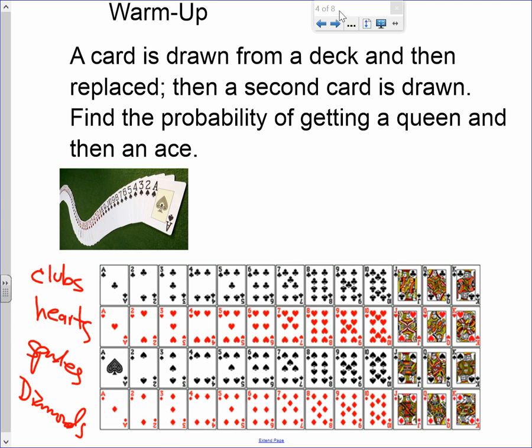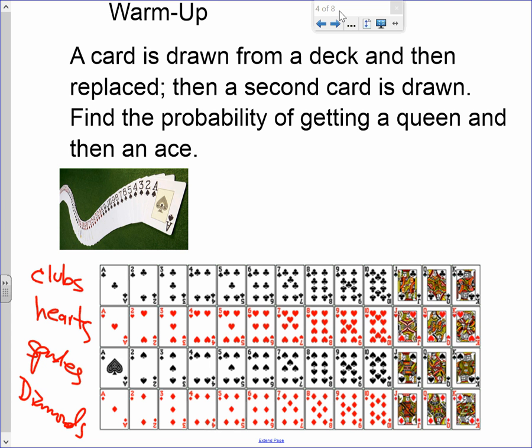A card is drawn and then replaced. So if I draw a card, look at it, and put it back in the deck, that means the sample space has not changed the second time I draw a card. So these two events would be independent. The second time I draw a card is not influenced by the first time, because the sample space is the same, the cards are there in the deck, and the chance of me getting another card is the same. So this would be an independent event.